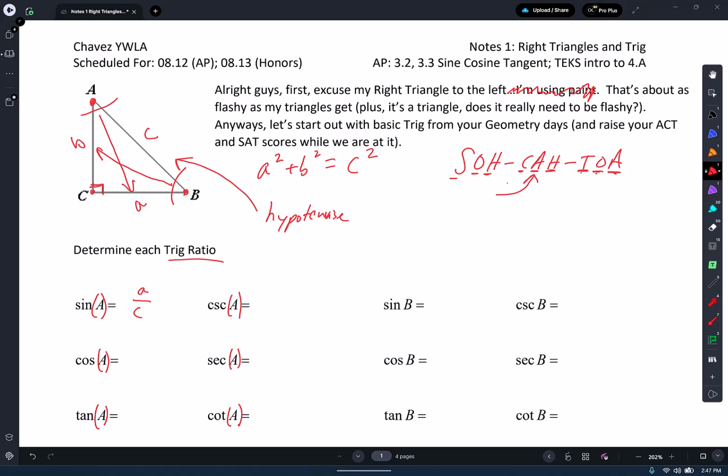So maybe you're saying, could segment C be adjacent? Technically, it is next door to angle A, but segment C already has a name. Segment C, what do we call that? Because it has a name, that takes priority. So the hypotenuse is segment C. So what else is adjacent to angle A?